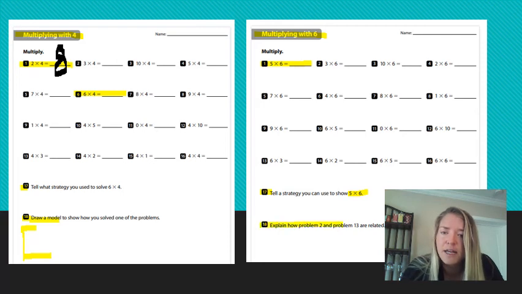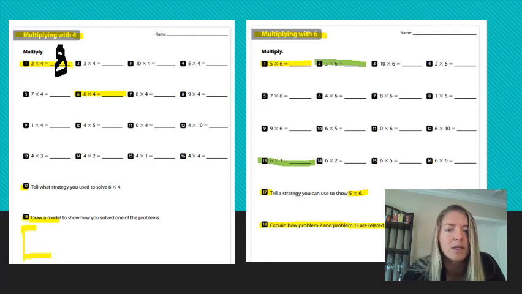And then number 18, you're kind of looking for a pattern. It says explain how problem 2 and 13 are related. So we're looking now at problems 2 and problems 13, and I want you to tell how they're related. If you look at number 2, it says 3 times 6, and number 13 says 6 times 3. So I see something similar. I want you to tell me what you see similar, and then also make sure you solve those problems, both of them, and see what you notice about the answers as well.